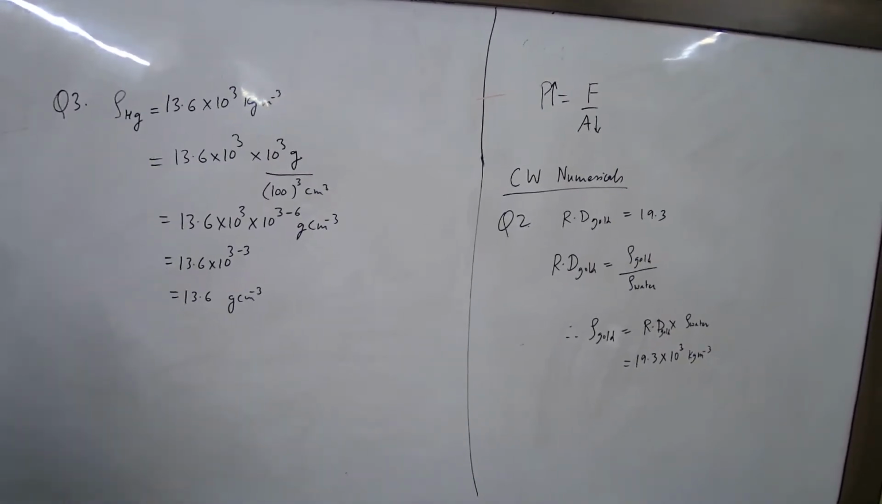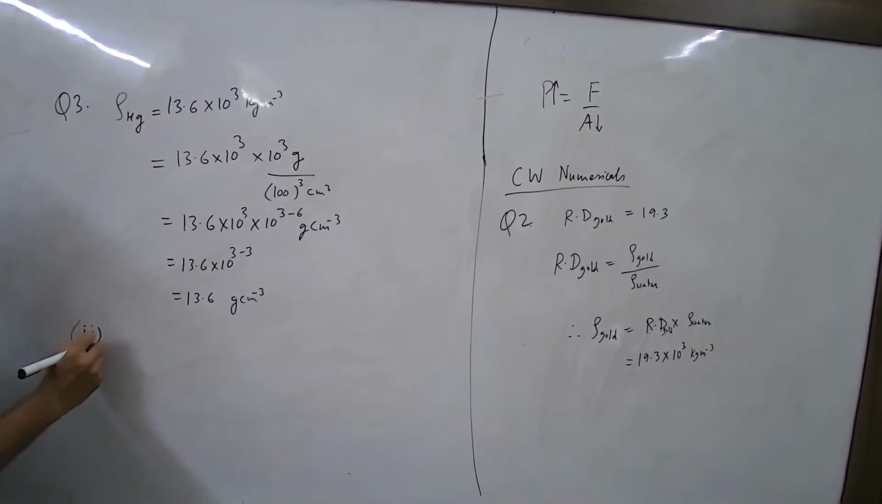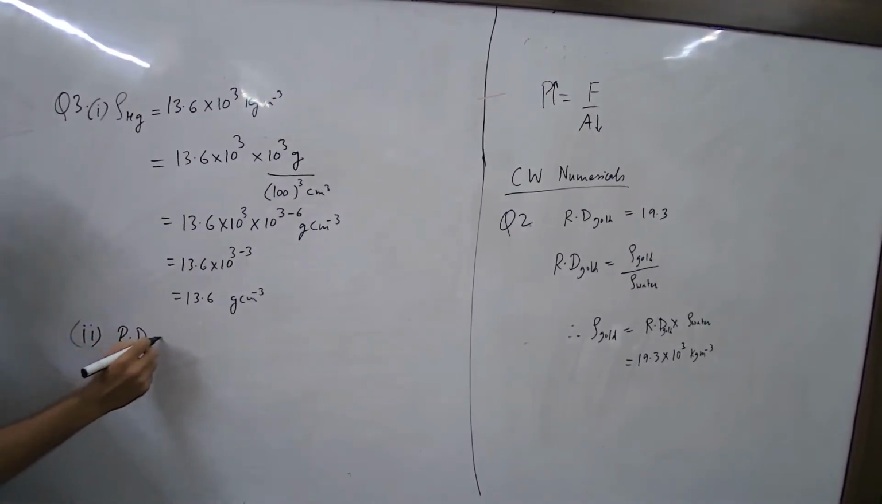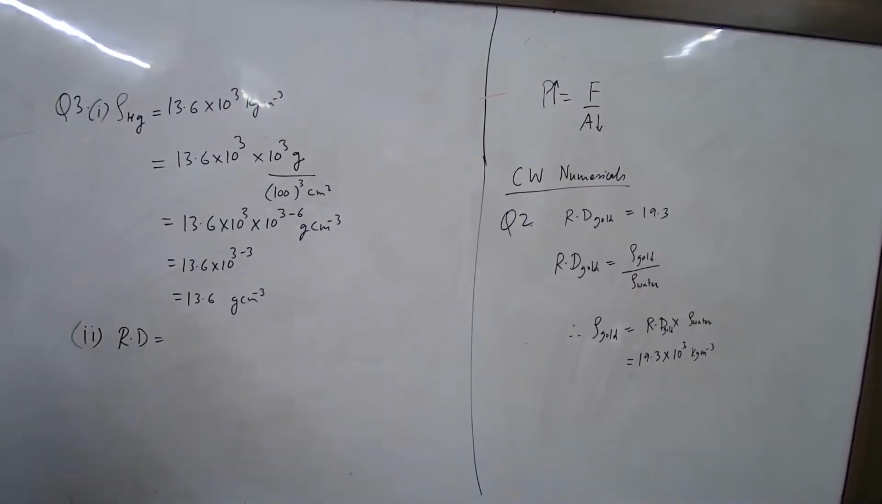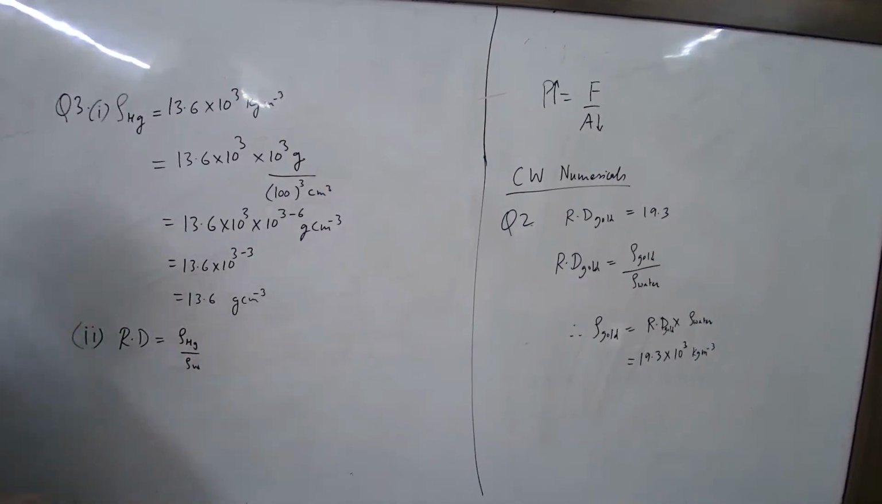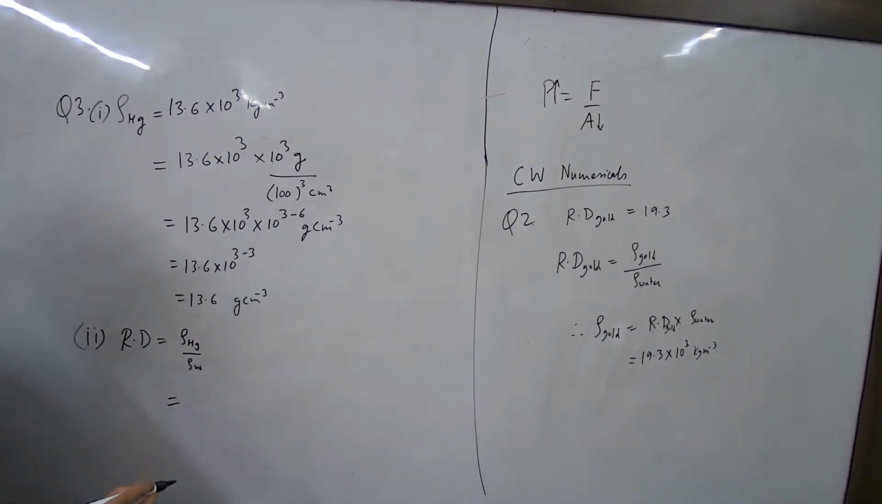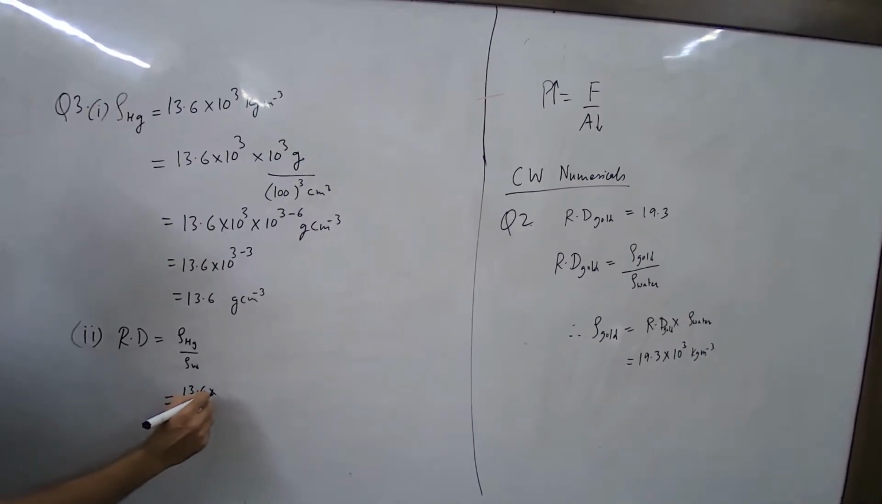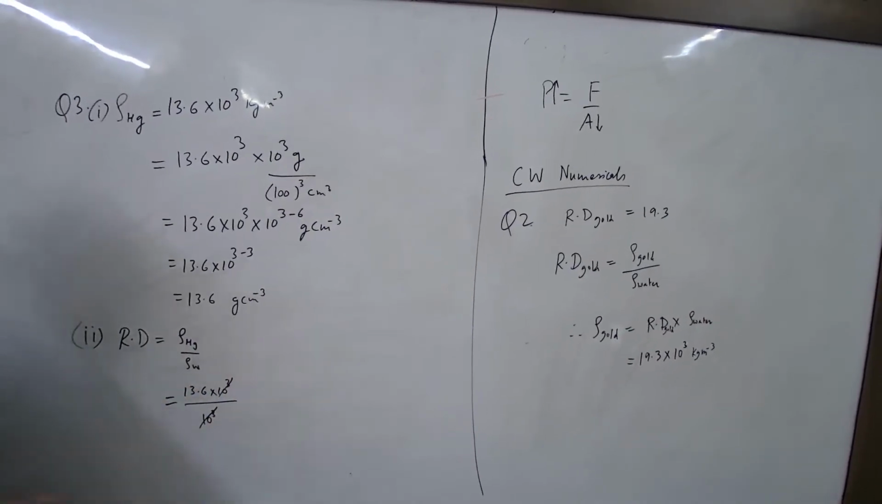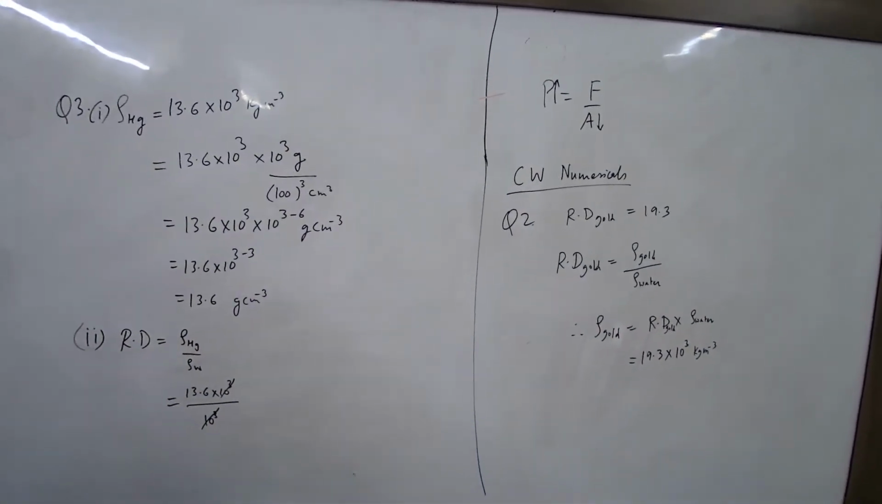Then what is the relative density? Second part. Let the bell ring. Let it be. What is the second part? RD is equal to density of mercury upon density of water. Okay? Let the question be completed. What is density of water? This is 13.6. Sir, we understood the question.